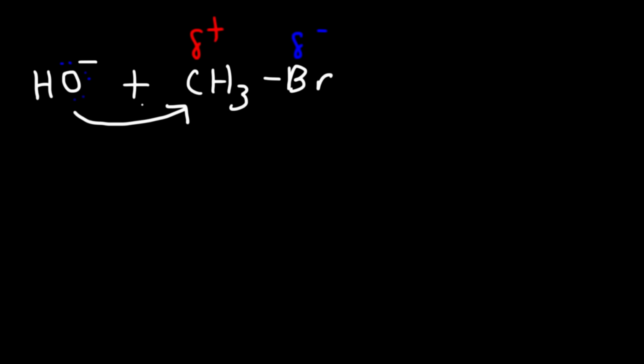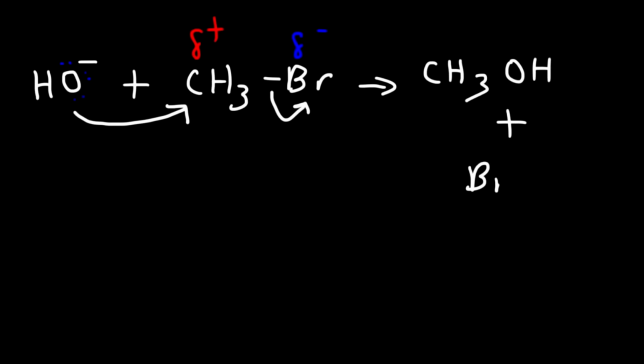as it attacks the methyl group, the bromine group gets expelled, and so we get the product, which is methanol, and we also get a side product, also known as the leaving group, which is the bromide ion. And so that's the basic idea behind the SN2 reaction mechanism.